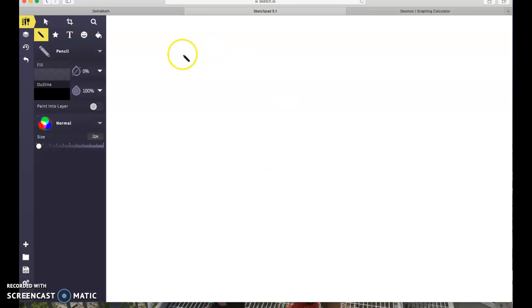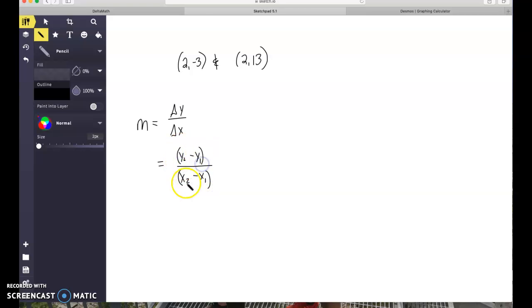Okay, so let's see here. (2, -3) and (2, 13). Well, we know our slope is our rise over our run, or our change in the y's over the change in the x's, right? Delta y over delta x. We can also think about that as the more specific formula, y2 minus y1 over x2 minus x1. If you like memorizing formulas, that's our slope formula.